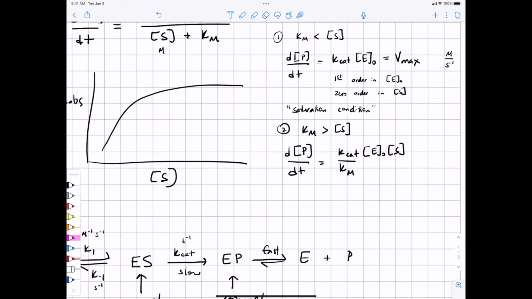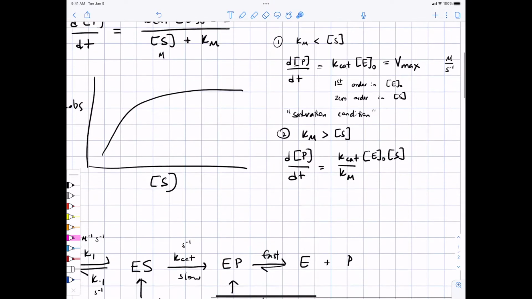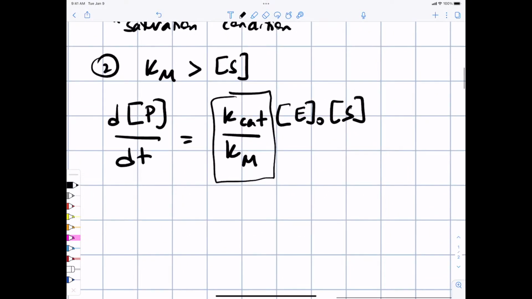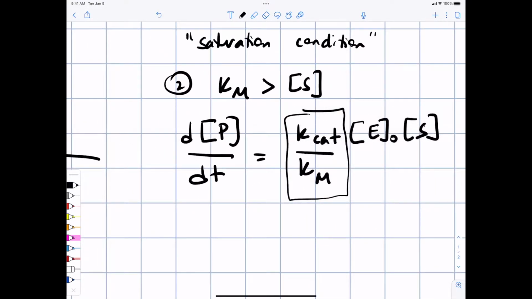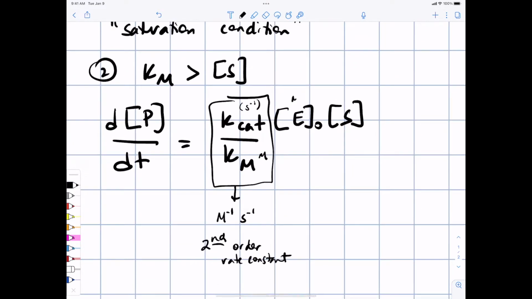All right, so if Km is much greater than the substrate concentration, your rate law simplifies to this. So now you have a new rate constant. It's actually kcat over Km. Paying attention to the units, remember that kcat is in units of per second. Km is in units of molar. So overall, this rate constant is per molar per second, and that is a second order rate constant. And this rate depends on total enzyme concentration in molar and substrate concentration in molar.